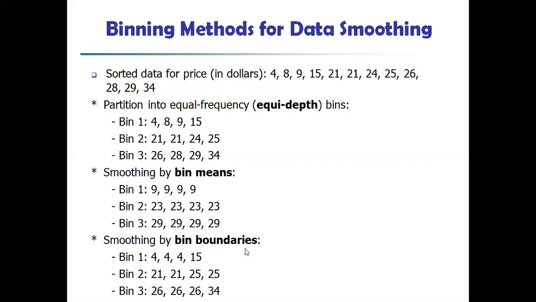Now, after making the boundaries, you take one value and find out which boundary it is closest to. Suppose I am taking 4, it is closest to the value 4, so I am writing 4 over here. The next, 8, compared to 15 it is nearer to 4, so I am writing 4. If I take the value 9, it is closest to 4, so I am writing 4. If I take the value 15, it is closest to 15, so I am writing 15 here. Similarly, in the second bin, 21 is closest to 21, so I am writing it here. Similarly, 21 is equal, so we are writing it here. 24 is nearer to 21, so we are writing it here.